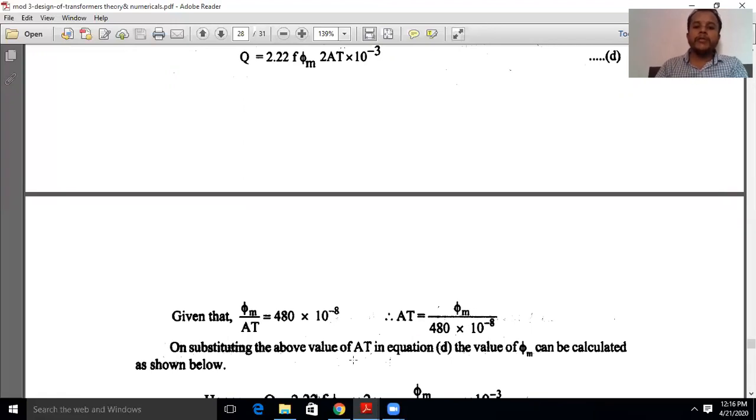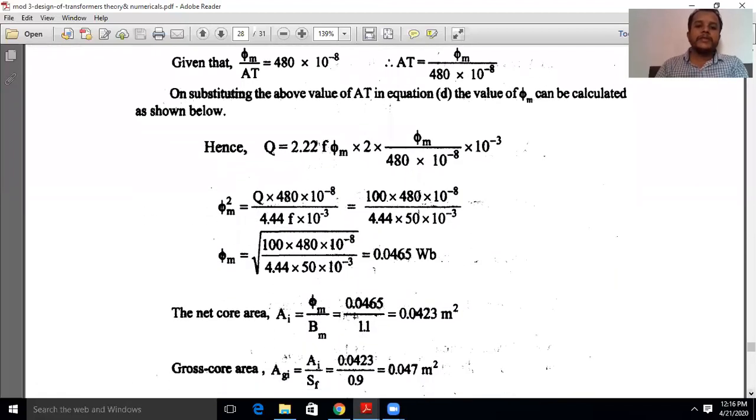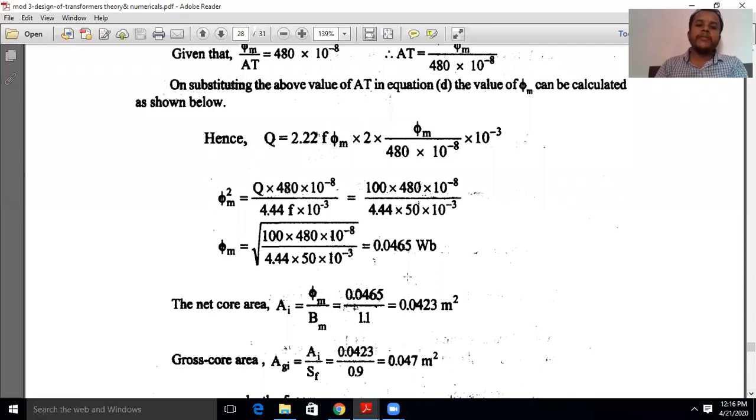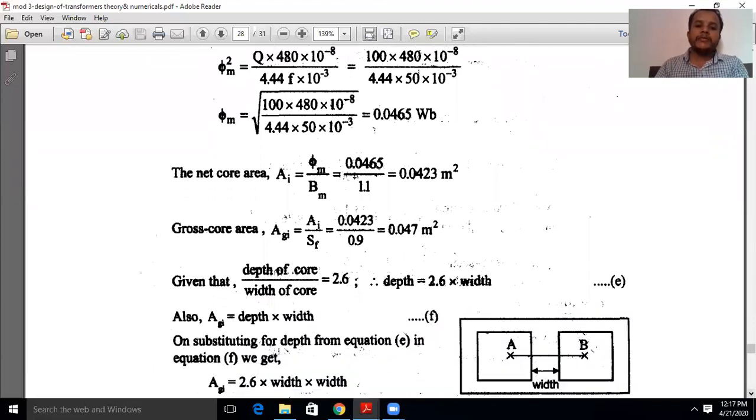On substituting this value of AT in equation D, the value of phi m can be calculated. So now phi m will be calculated like this. This is 0.046 Weber, which is phi m. Now the net core area Ai is equal to phi m by Bm. Phi m is calculated, and Bm is given. This is Ai. Now we can go for Agi, which is Ai divided by SF. Now this is 0.047 square meters.